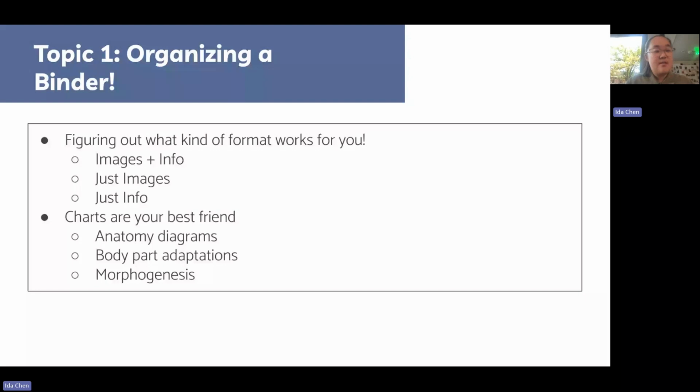You could also just have images. So you would memorize most of the facts. And then the images, you would have more images so that you can probably identify more with more specificity.